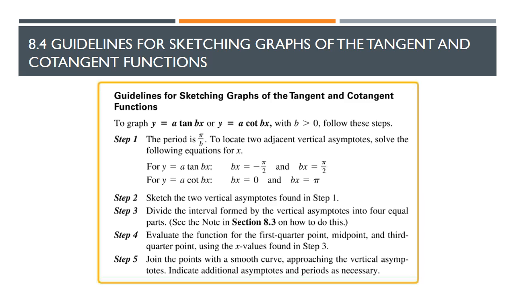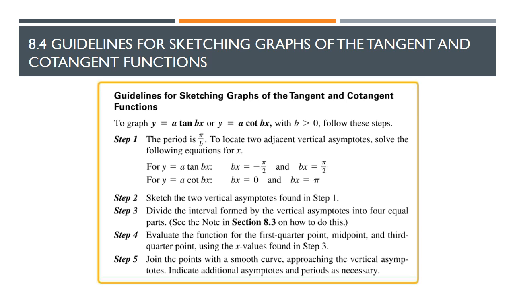Okay, here's some guidelines for sketching the graphs of the tangent and the cotangent. What they suggest you do is the period is going to be pi over b. Now remember, for sine and cosine, the period was 2 pi over b. That's because for sine and cosine, the original functions, the period is 2 pi. For a tangent and cotangent, the period is normally pi. So if you have something in front of the x there, the period is going to be pi over b. So you want to find the period.